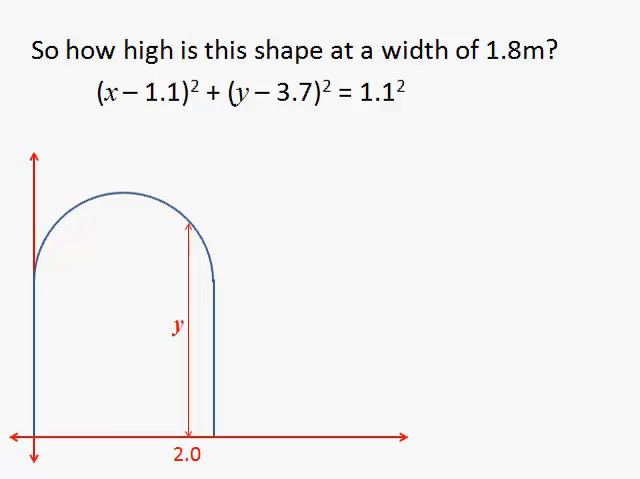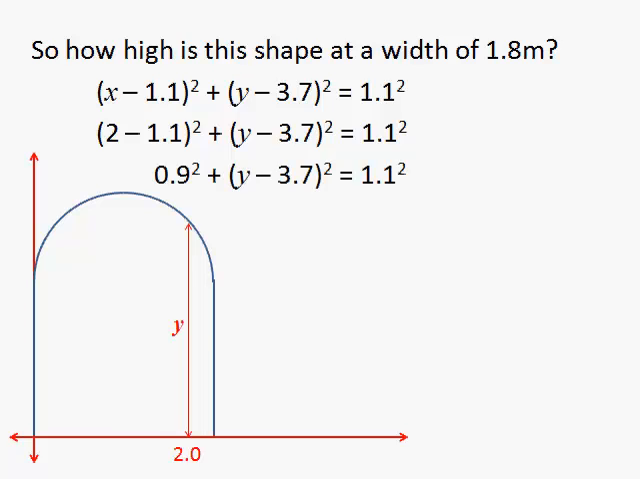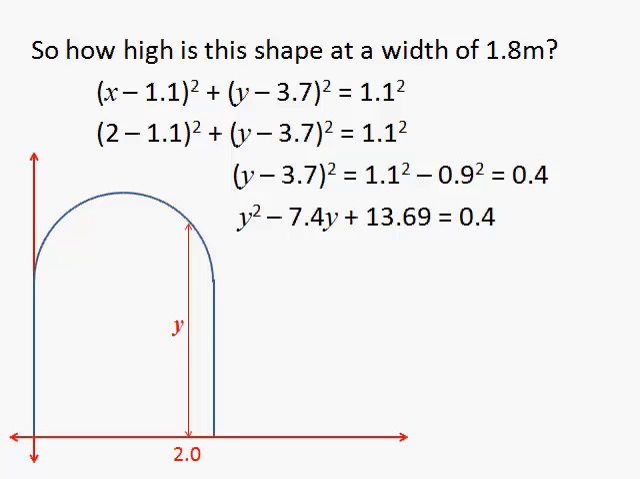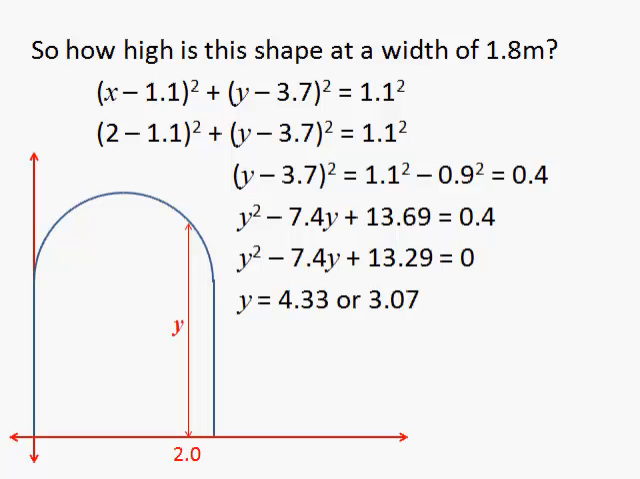So that y will give us the answer. Well, since we know the x value, fairly simple, we substitute in x is 2. And at this point, the algebra works its way through. That is, 2 minus 1.1 is 0.9. We move it to the other side and we calculate what it is. Fairly standard from this point. Expand out the quadratic, move the 0.4 across and solve, and we have our answer.